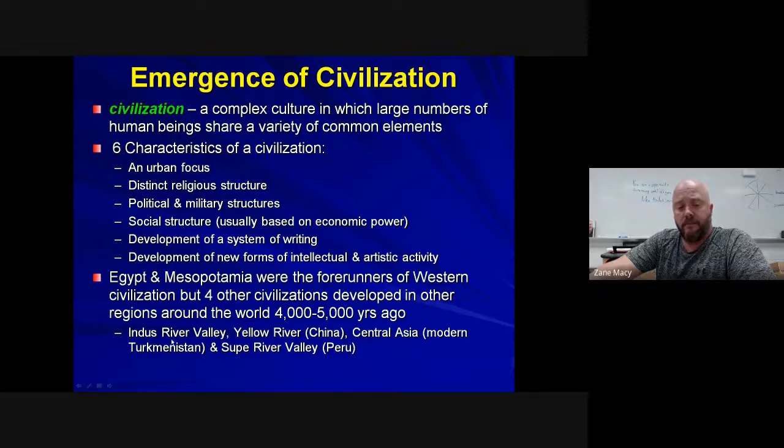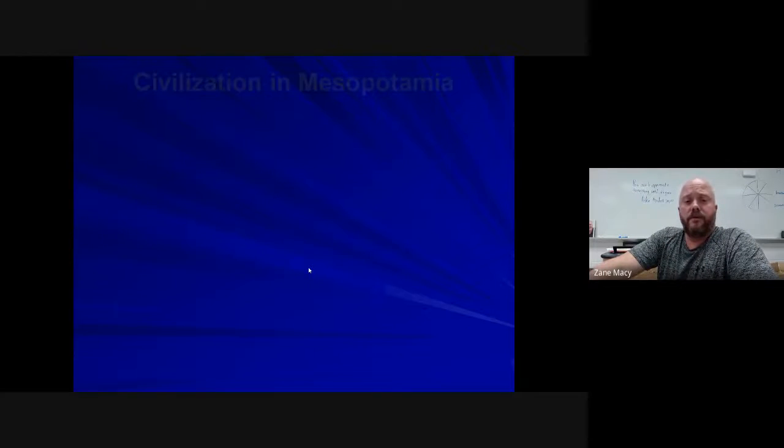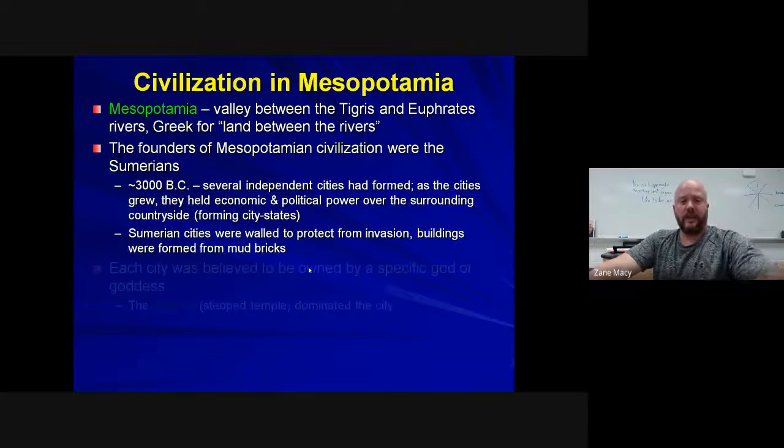You've got people living in the Indus River Valley, the Yellow River in China, Central Asia, a combination of a couple of smaller rivers, modern day Turkmenistan, and also in South America, the Supe River Valley by this point, down in Peru. But Egypt and Mesopotamia are the two focuses here. That's what I want to talk about these last few minutes here.